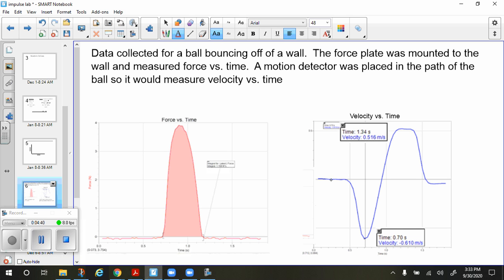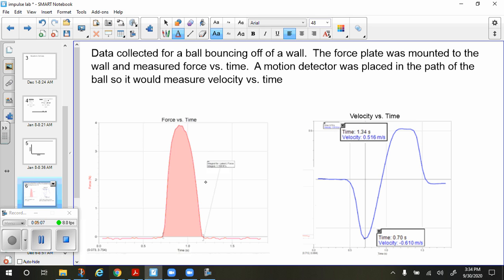If we look at the velocity versus time graph, this is when it's thrown, and then this little part here is it traveling right before it hits the wall. Here it's hitting the wall and bouncing off, and then here it's traveling away from the wall, and then that's where it's caught. So we can use this data to figure out the impulse with two different methods.